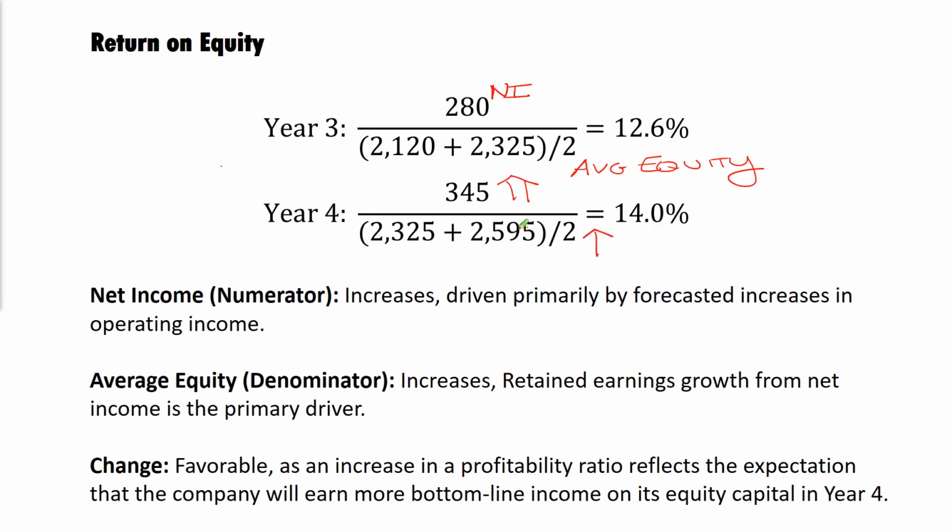Now, what's notable about this is if we were to go to year 5, then that average right now, that equity in year 4 is 23.25. If equity doesn't even move in year 5 because of the averaging, that's still going to have an effect on the ratio. But at least as we move from year 3 to year 4, we're seeing a favorable increase in profitability. The idea here is that the company is going to earn more income leveraging its equity capital, which is a good thing.